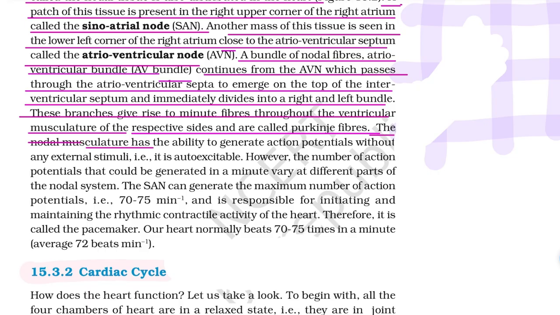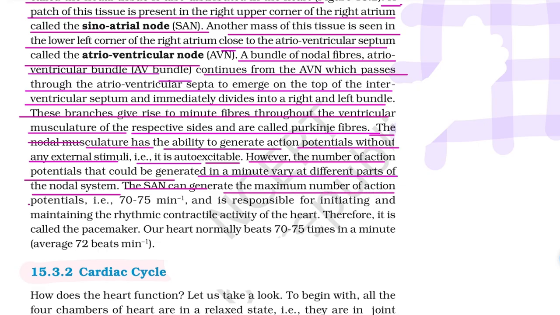The nodal musculature has the ability to generate action potentials without any external stimuli. It is auto-excitable. However, the number of action potentials that could be generated in a minute varies at different parts of the nodal system. The SAN can generate the maximum number of action potentials, which means 70 to 75 per minute, and is responsible for initiating and maintaining the rhythmic contractile activity of the heart. Therefore, it is called the pacemaker. A heart normally beats 70 to 75 times in a minute, average 72 beats per minute.